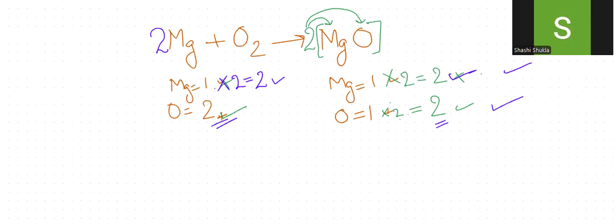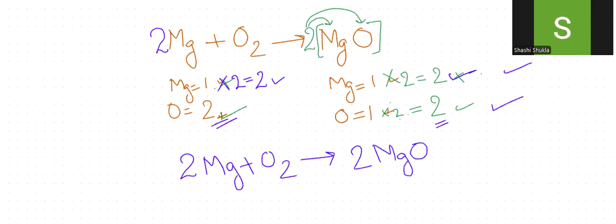So let me write the balanced equation for you. 2Mg plus O2 gives 2MgO. You don't have to put these square brackets. I just put them to make you understand. Take a second, note it down, and then we'll try one more.